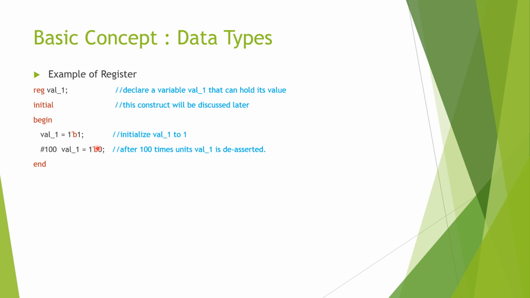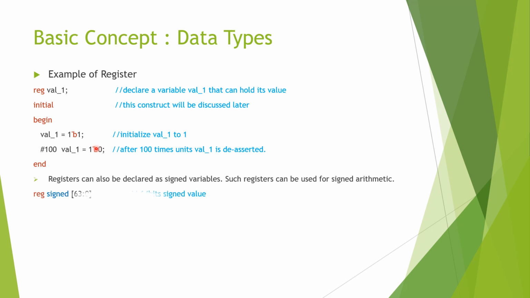A register can also be declared as a signed variable by using the word signed before the name of the data type, like this: reg signed [63:0] memory. So this is a signed memory with 64 bits width.